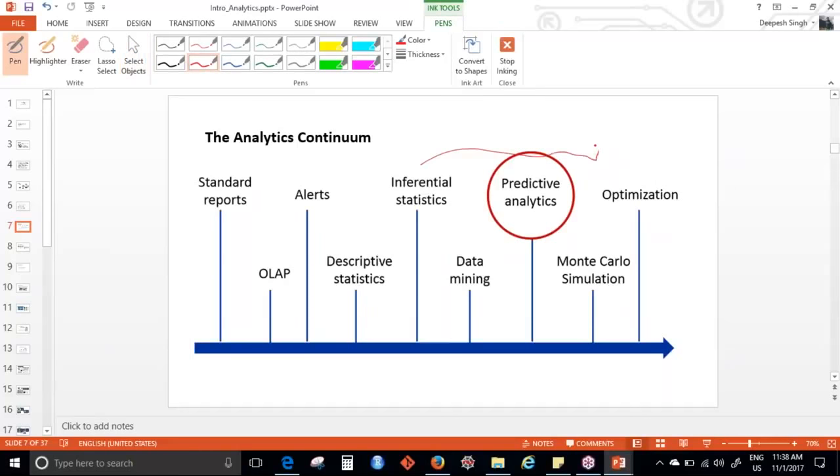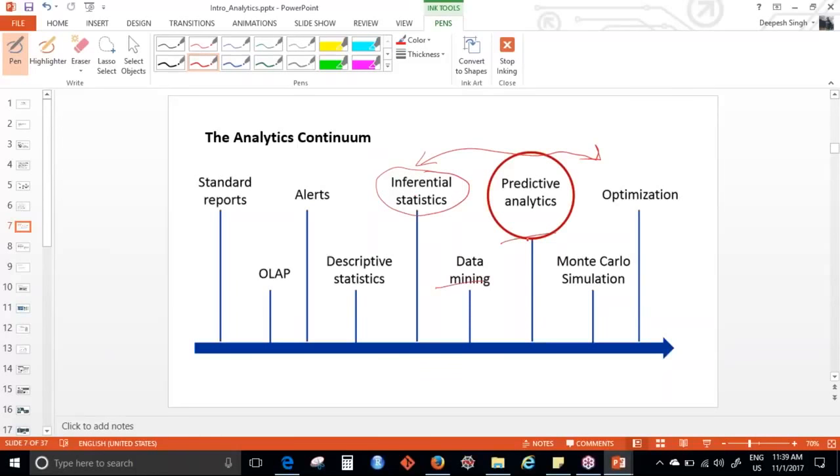So this is where we stand now. Inferential statistics, the example which I gave you, where you study a sample and then you infer for the population. For example, you ask some 100 people about their incomes, and then you generalize it over the entire population. So that is the inferential statistics part.